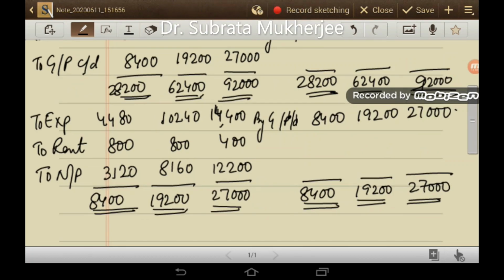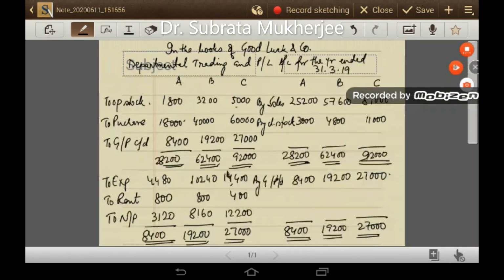So in the PL account, I just put the values of other expenses 4,480, 10,240 and 14,400, and the rent is allocated in the ratio of 2:2:1, that is 800, 800 and 400, and the net profit is the balancing figure: 3,120, 8,160 and 12,200. So this is the departmental trading and PL account in one screen.